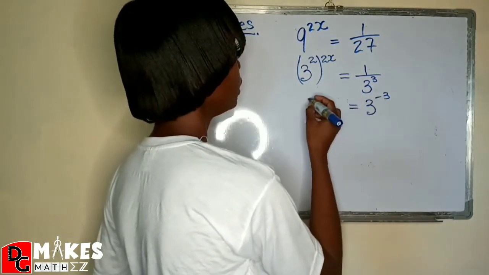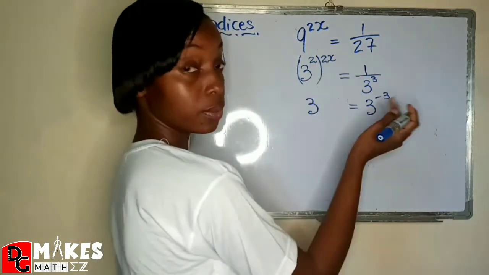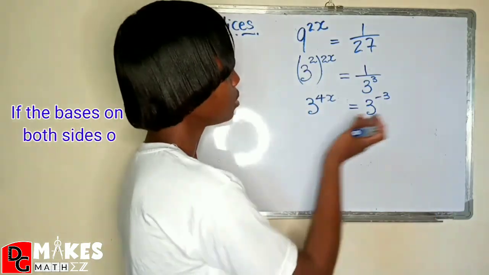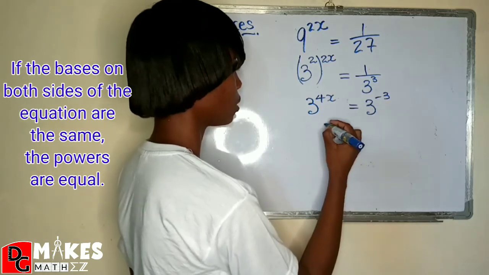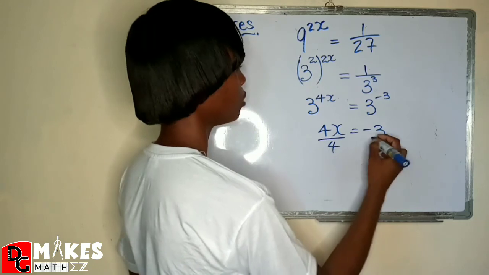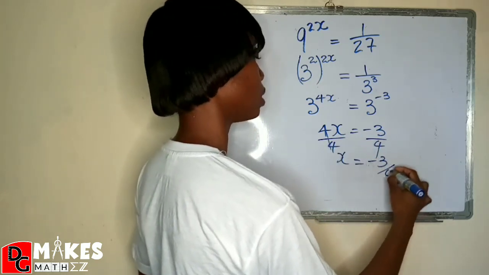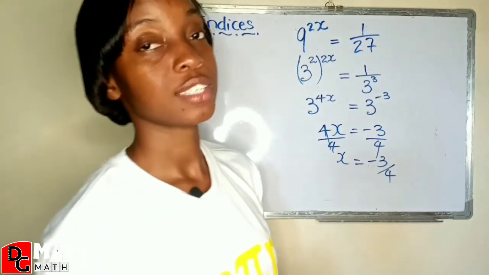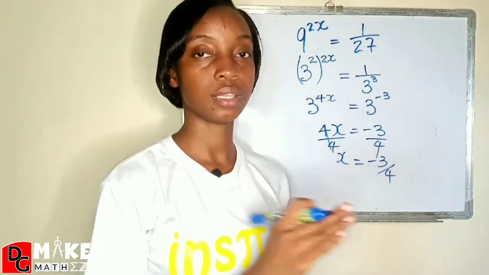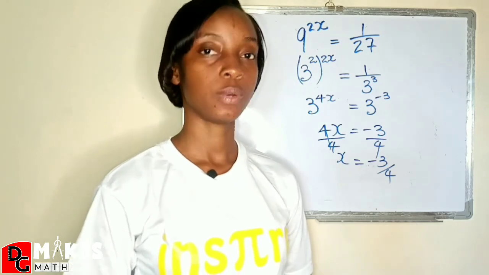All right, and we can simplify our left hand side to be 3 to the 2 times 2x, which gives us 4x. And so again, since our bases are equal, our powers are also equal, 4x is equal to negative 3. Dividing both sides by 4, we get x is equal to negative 3/4. And that's it. That's our final question on using the laws of indices to simplify an expression or to solve an equation.